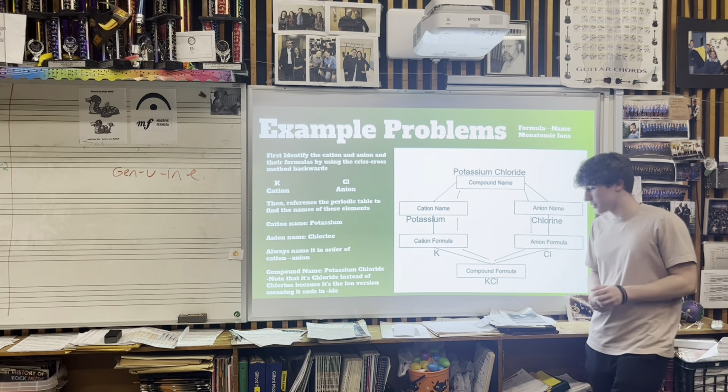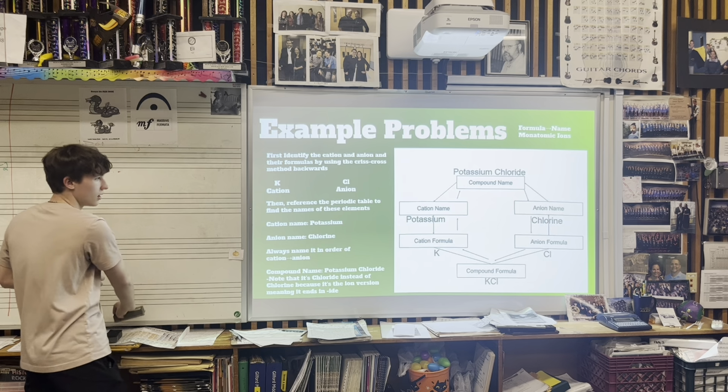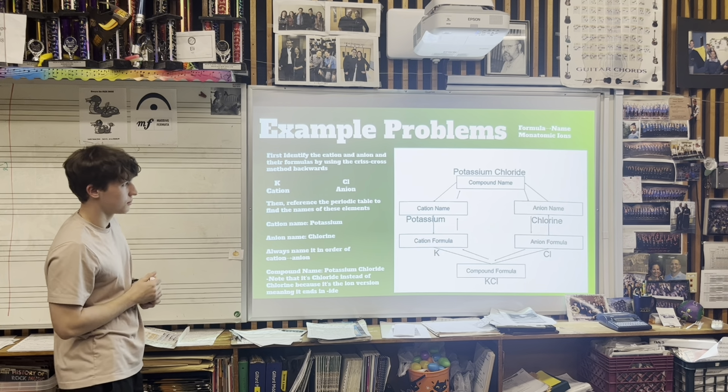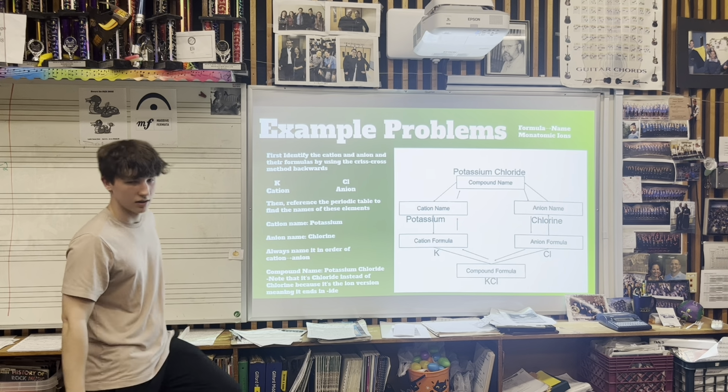And then here are some examples. First we start off with KCl. In order to work from there, you want to identify the cation and the anion. In this case, the cation would be K, and the anion would be chlorine. And then you just combine them. It's as simple as that. It's a pretty easy one.